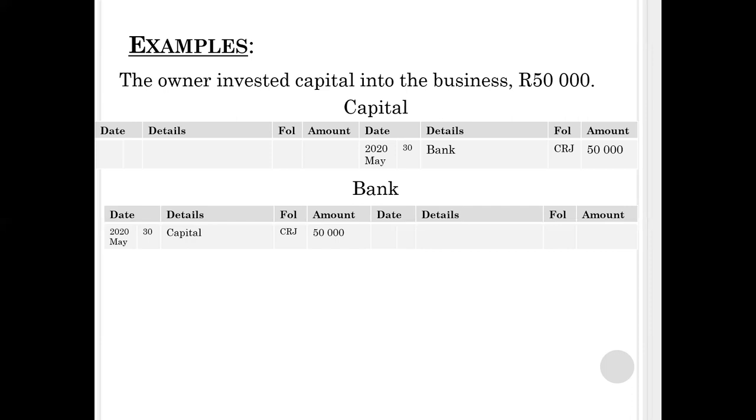Now you're doing the bank account. So what is now the friend? It's going to be capital, and that is what you're going to write with details. The small folio column, still CRJ, and then the amount, of course, is still the same, the 50,000 Rand. So while these two accounts are here, look again at the double entry principle. For every credit, and capital is credit, there is a debit, and you debit bank.